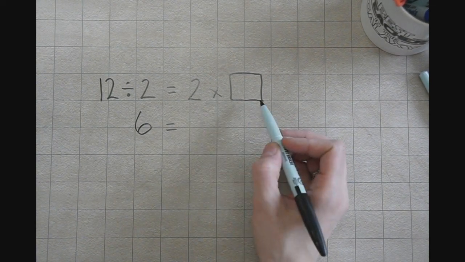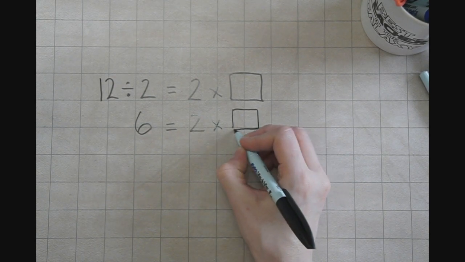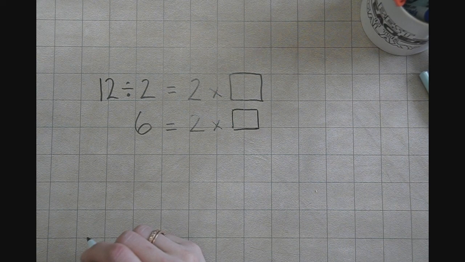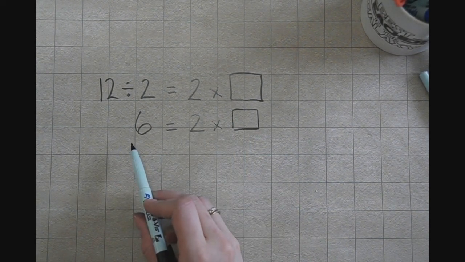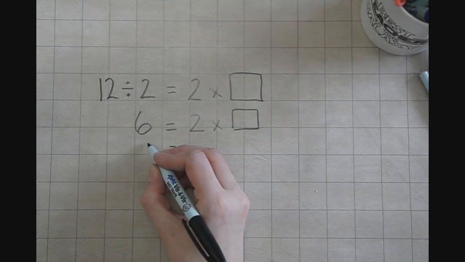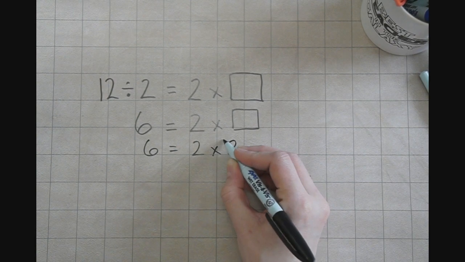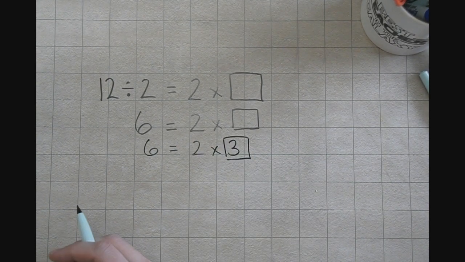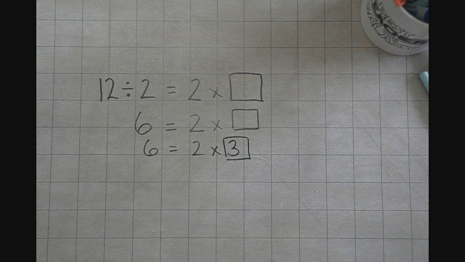Then over here, I know that 6 is going to equal 2 times something. Okay, what can I double to equal 6? I know 6 is 2 times 3. 3 is what can go in that mystery box to make both sides equal, to make it equivalent.